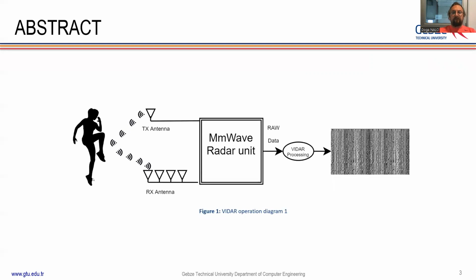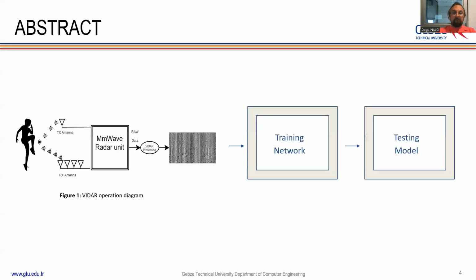In this study, we recorded human movements using raw data of Texas Instruments IWR1843 mmWave radar. Then we transformed this raw data into a multi-channel, multi-dimensional structure that we named VDAR. We use this VDAR data to train our CNN network. With our real-time test environment, we tested our model with both real-time human movements and the test data we recorded.